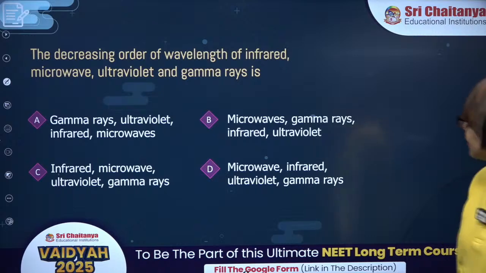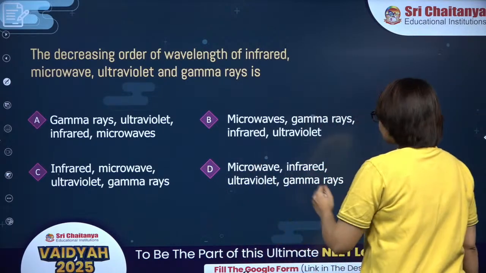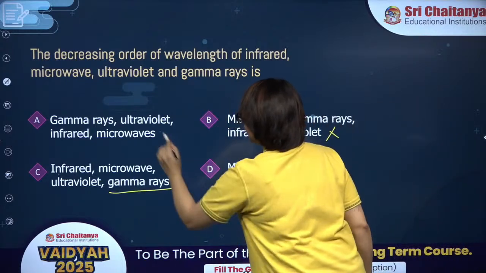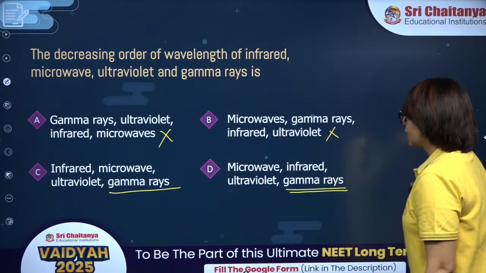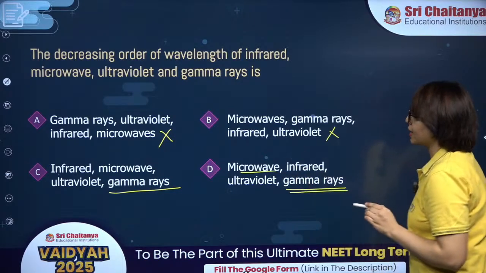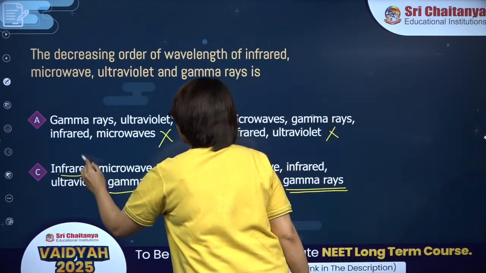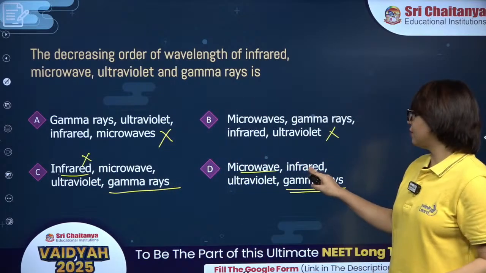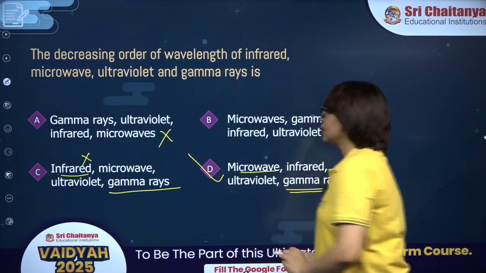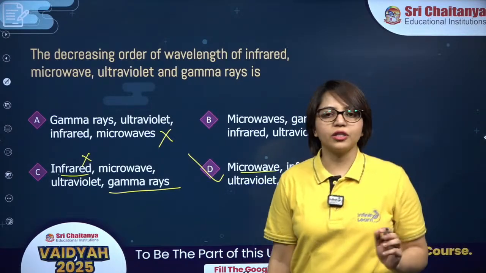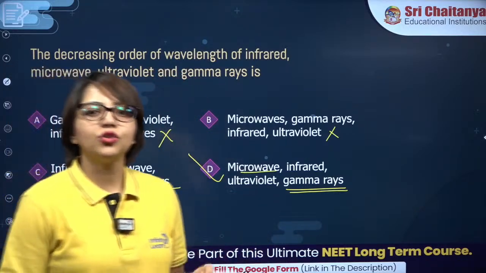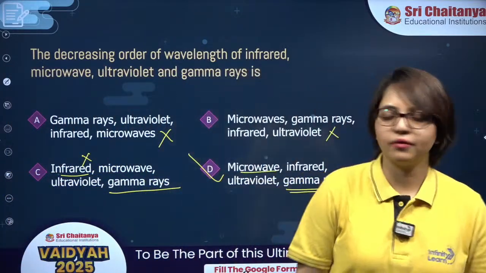All right. So gamma rays have the minimum wavelength. So this is not possible. This is possible. This is not possible. Out of these 4, microwave has the maximum. So this is not possible. After micro, we have infra, ultra and then gamma. So correct answer is option D, right? In EM waves, you should know the frequency and wavelength range of the electromagnetic spectrum. Fine? Chaliye.